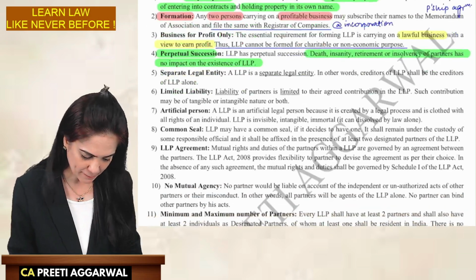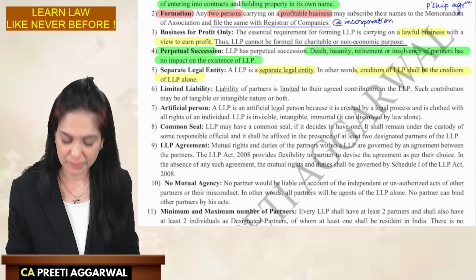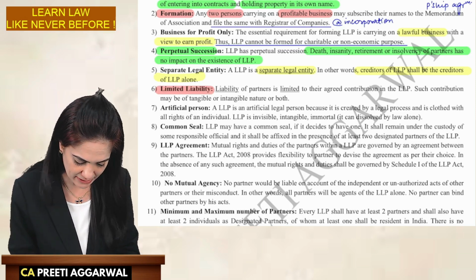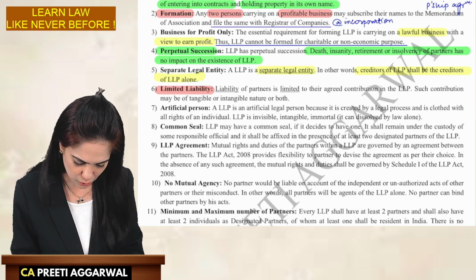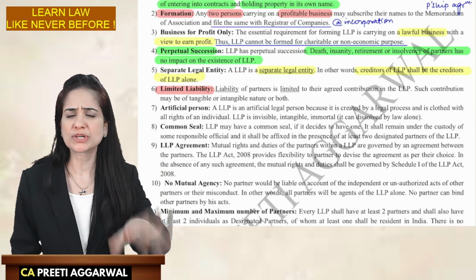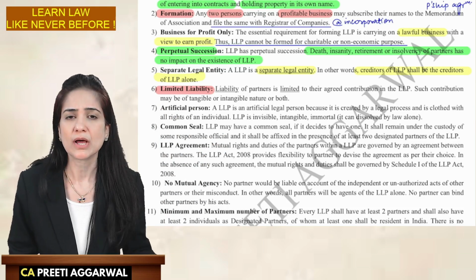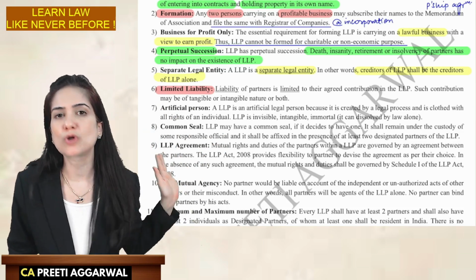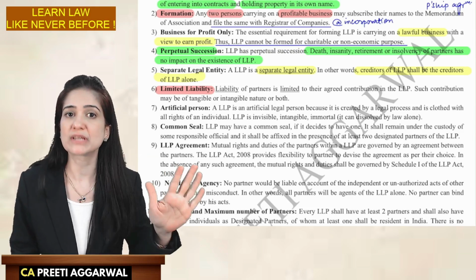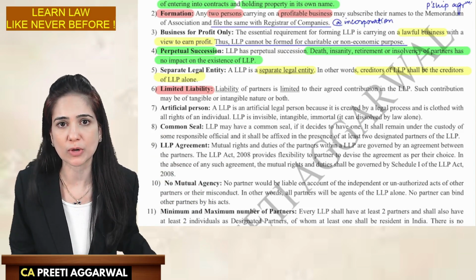It is a separate person in the eyes of law. Creditors of LLP will be creditors of LLP only. It also has limited liability. Liability of partners. Okay, we are not discussing liability of LLP. Whenever liability is used, it is always of partners. Even in case of company, whenever you talk about liability, it's always of members, because company's liability is always unlimited. LLP's liability is always unlimited. Whenever we talk about liability, it is the partner's liability that we are talking about.